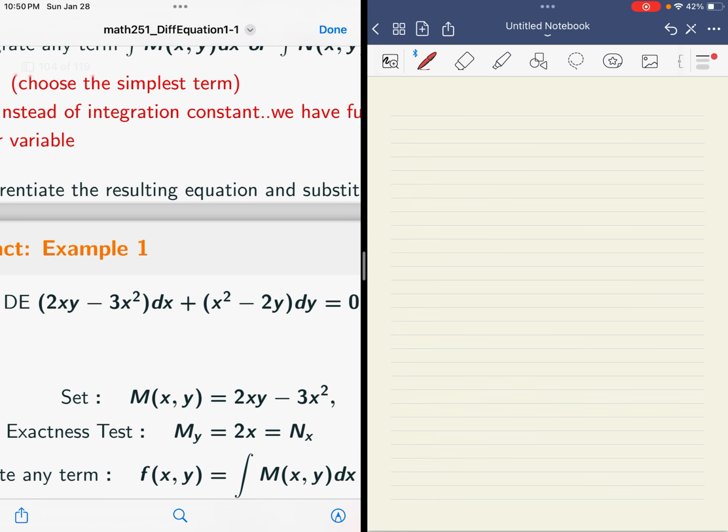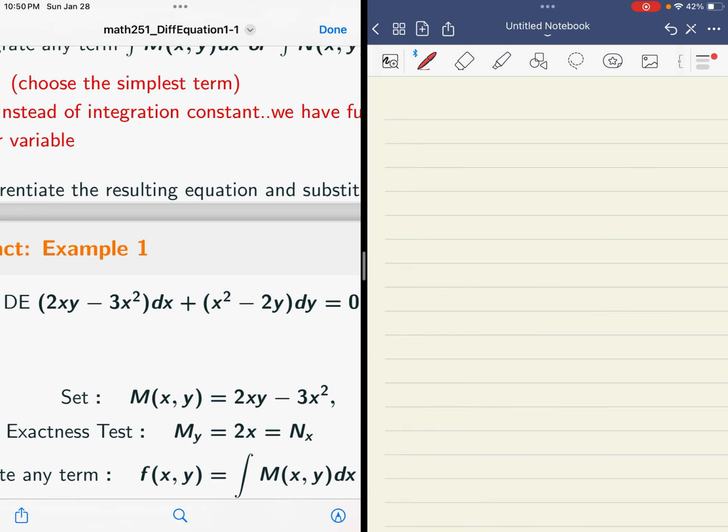Let's look at example 1. We have (2xy minus 3x squared) dx plus (x squared minus 2y) dy equals 0.